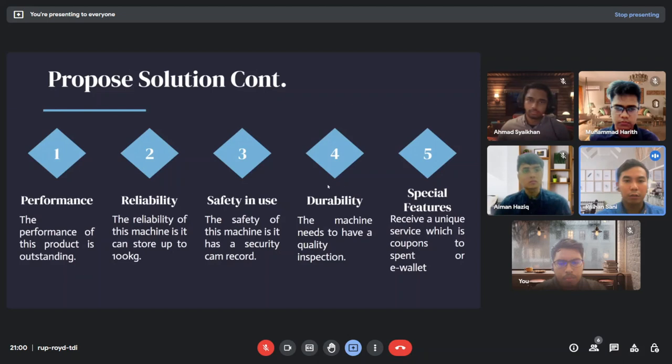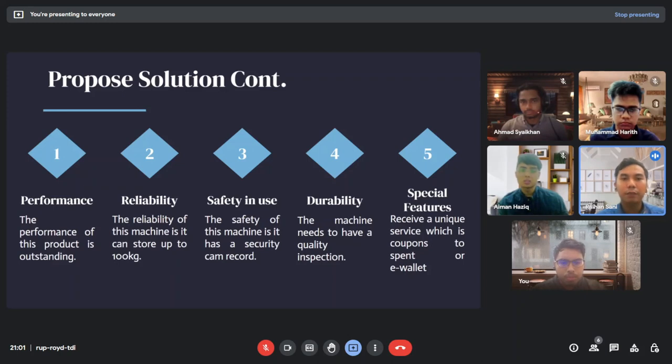Okay, firstly, the performance of this product is outstanding because this machine can handle categories of item types, can analyze if the item can be recycled or not, and each type of item has its weight. For the reliability, this machine can store up to 100 kilograms of recycled items, and it is a very strong product because it uses hard materials.